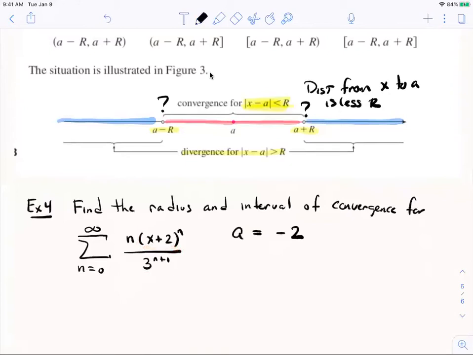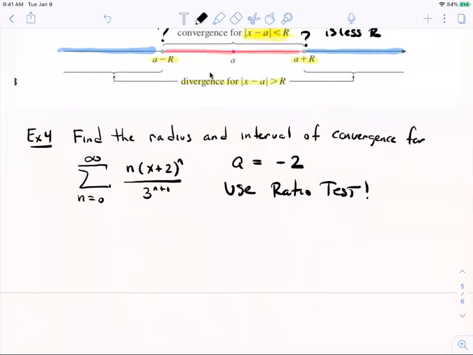Okay, let's use the ratio test. We're going to use the ratio test to find the radius of convergence of this power series. Once we know the radius of convergence, then we'll know the endpoints to check. We have to do 2 series tests to check them.